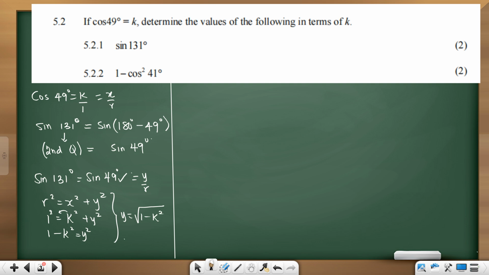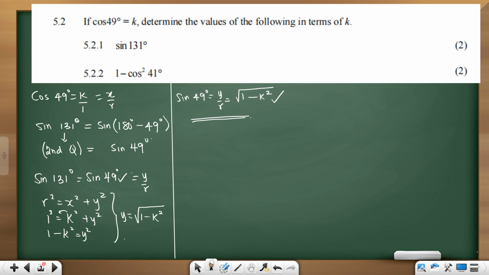So I can then complete my job to say sine 49 degrees, which is y over r. What is my y? Root of 1 minus k squared, over 1. And that will be my answer. You'll get a mark for sine 49. That should be actually 3 marks, but they're trying to be stingy in this paper.